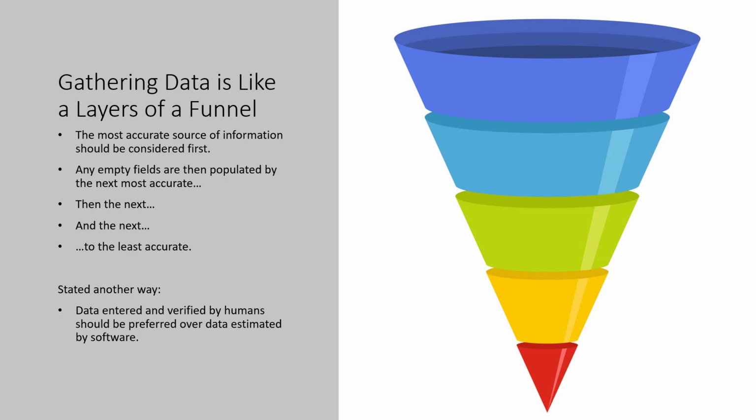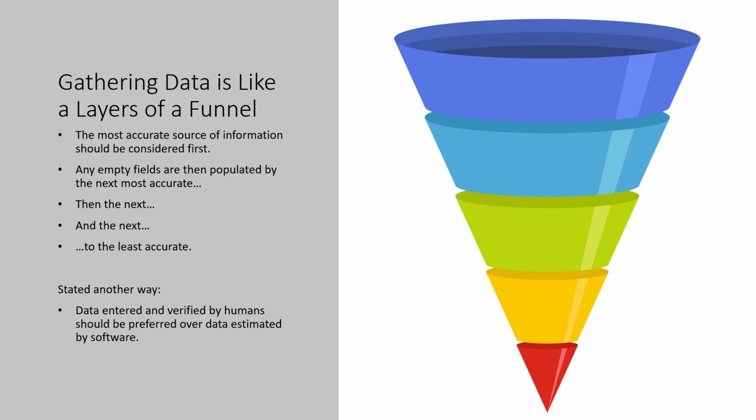And this is an important point. We want to use the most accurate sources of data first, and then any empty fields that are left over should be populated from the next most accurate source. Then any fields left over after that should be populated by the next most accurate source, and on and on, for as many of these sources as you put into your call sign lookups, until you get to the least accurate source. And I'll talk about that in the next slide.